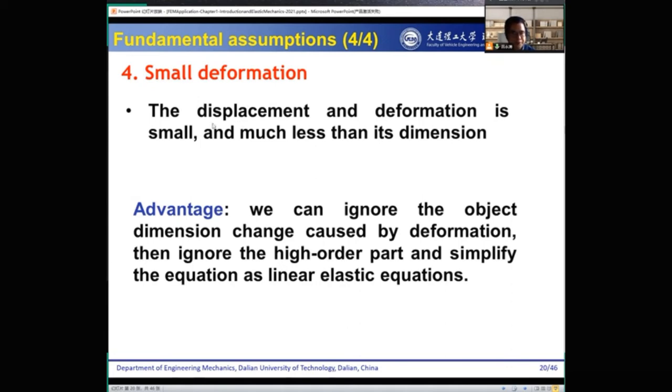The advantage when we make this assumption is we can ignore the object dimension change caused by the deformation, ignore the higher order parts, and simplify the equations to linear elastic equations. Which means we can really simplify the problems. So we make all those 4 assumptions to help us simplify the problems. Then we can talk about the solution procedure for different elements: for the bar, for the beam, for the triangular, for the rectangular elements.